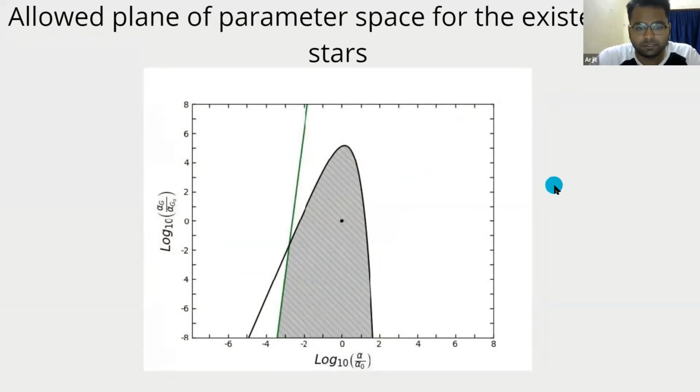So we now jump onto a very similar curve, but this also gives the parameter space for the stars to exist. This is in the alpha G and alpha plane. The green curve over here shows that the galaxy should have a larger mass than the typical stellar mass, and the black curve is required so that a stable stellar configuration should exist.